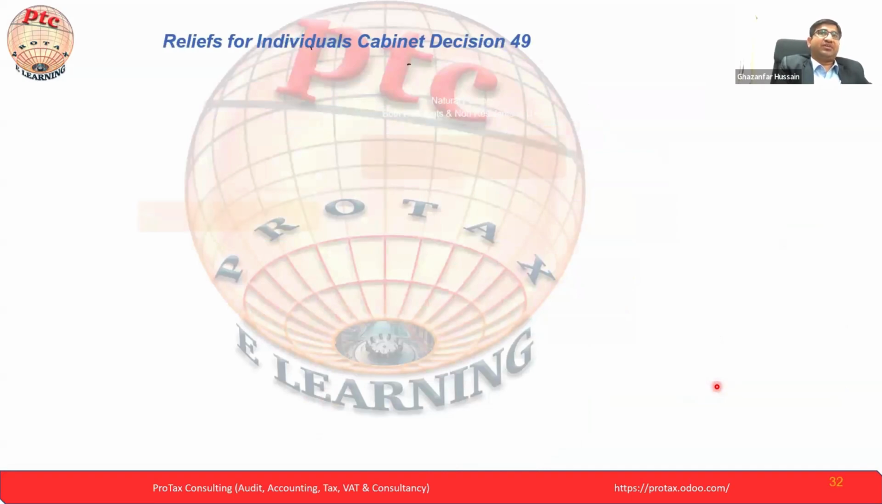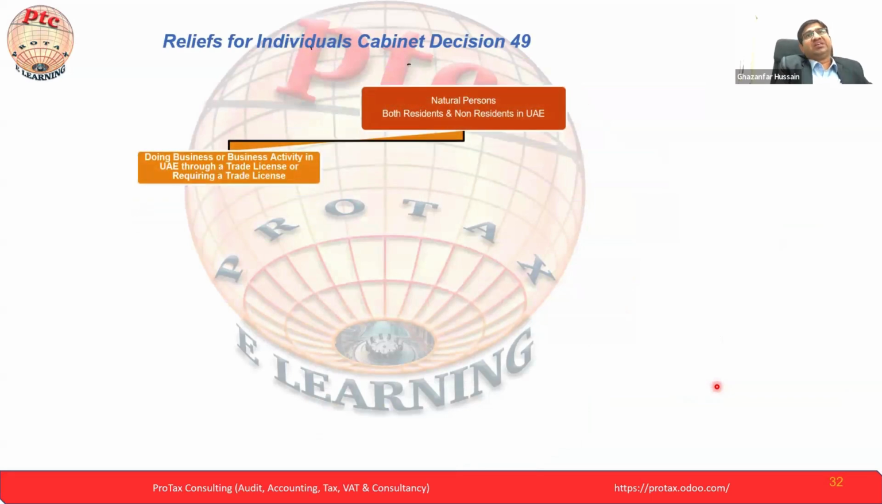Relief for individuals under the Cabinet Decision. Natural person, we already understand, but now we are summarizing in a different way. Natural person relief: both resident and non-resident in the UAE, doing business or business activity through a trade license or requiring a trade license. You have to understand the difference: doing a business or business activity; these words have a broader definition.